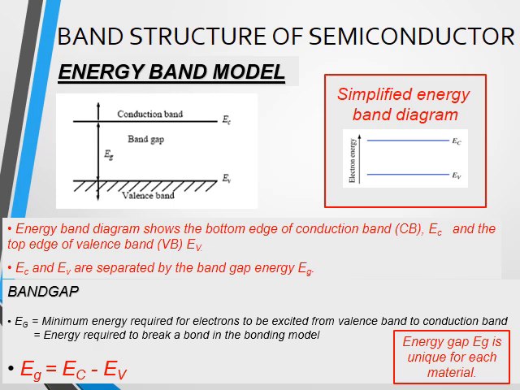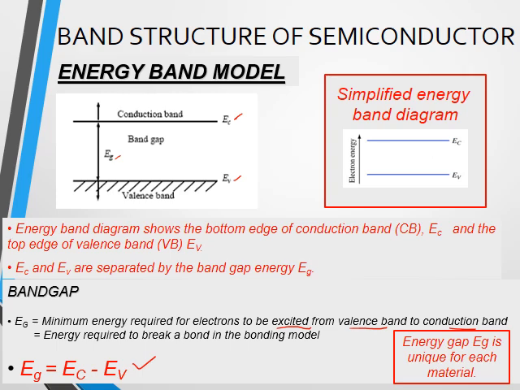Further explaining the band diagram, we already know that the band diagram is showing the EC and EV, and in between EC and EV is the band gap. Thus, band gap can also be defined as the energy that is needed for an electron to be excited from the valence band to the conduction band. Band gap can be calculated using EC minus EV.